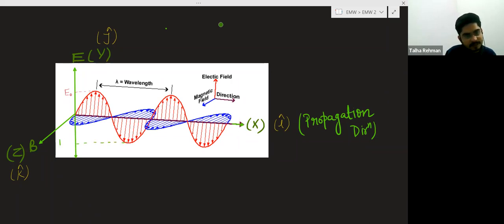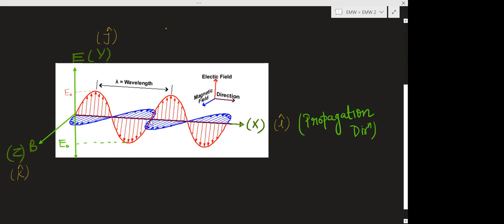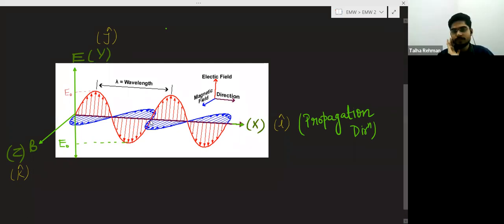Here the electric field becomes maximum, this is the E naught. Again here the electric field is maximum, but from here to here the electric field is becoming maximum in the negative y direction. See the direction of the arrow. Again from here to here the electric field is increasing in the negative direction, then it is decreasing, and finally the electric field becomes zero.